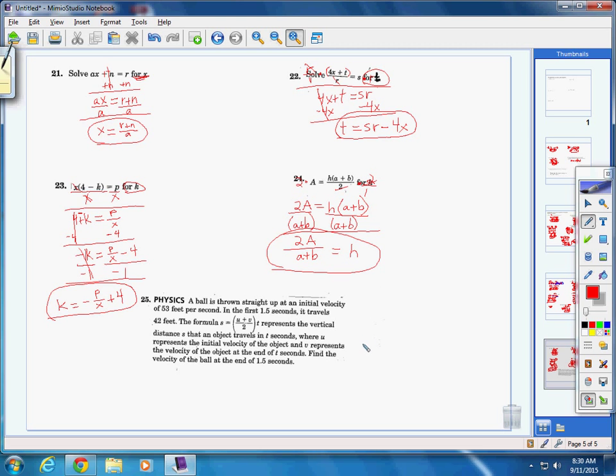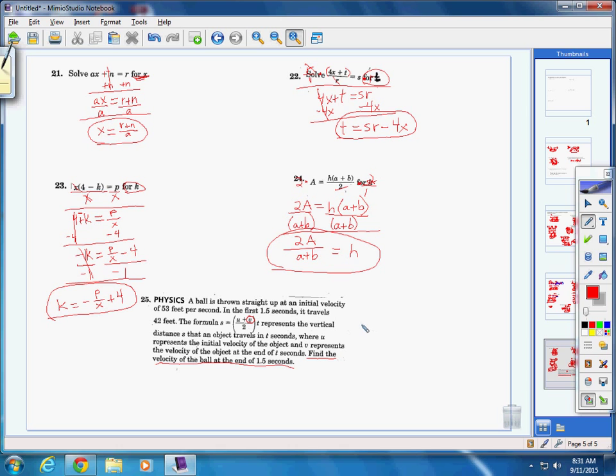This is a lot less complicated than it sounds, folks. They give you a lot of information, and they're asking you to find the velocity of the ball at the end of 1.5 seconds. Well, you need to go back and figure out which variable represents this. And if you notice, it says v represents the velocity of the object at the end of a certain number of seconds. So we know, ultimately, we are going to be solving for this variable right here. Okay, which means you were probably given some of these other variables, some other information.